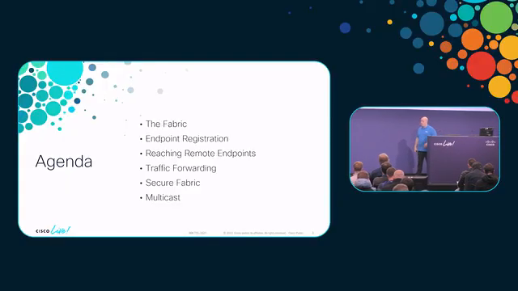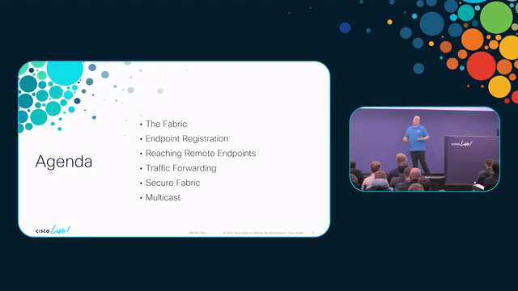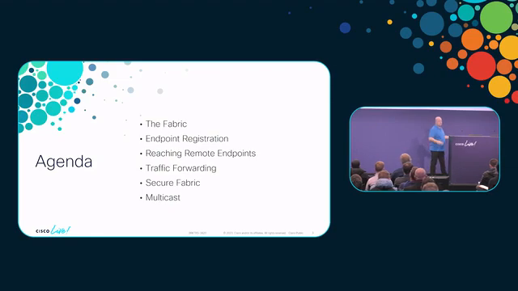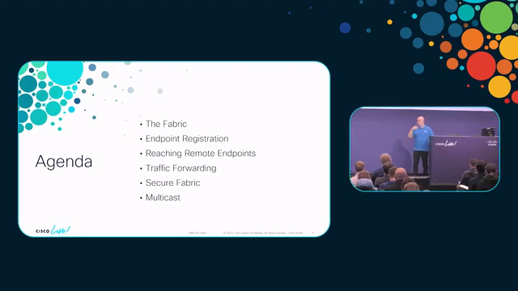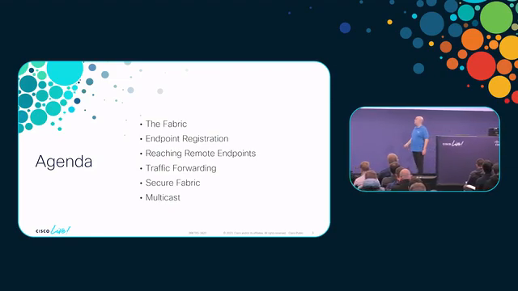So the agenda for today: we'll look at the basic fabric, what it is, just to make sure we have a good understanding of what we're talking about. Then we'll look at endpoint registrations, your endpoints connecting to the fabric, how you actually get into the fabric, how you get registered. Reaching remote endpoints, that's also, of course, the purpose of your network. You don't want to just have an endpoint connected, but you also want to reach somewhere else.